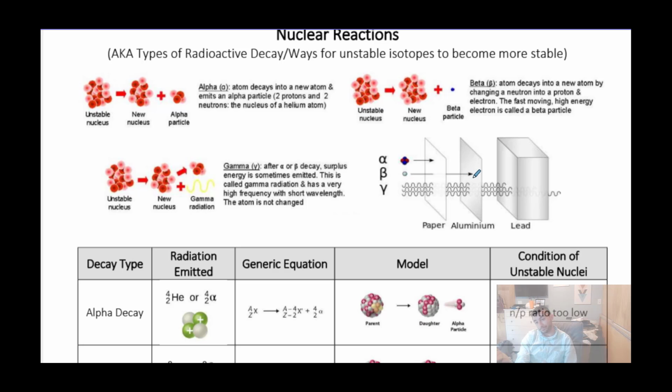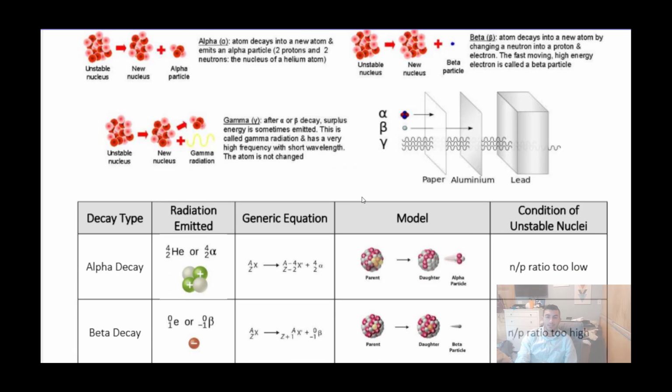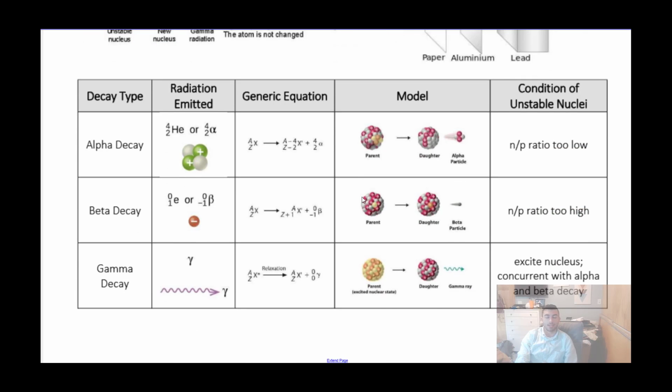Beta particles are smaller, so they can make it through some more substances, but are stopped by something like aluminum foil. Gamma radiation is not a particle, it's really just energy, so it makes it through most things. The only thing that will stop it or really dissipate its effect is lead, because of how dense lead is.